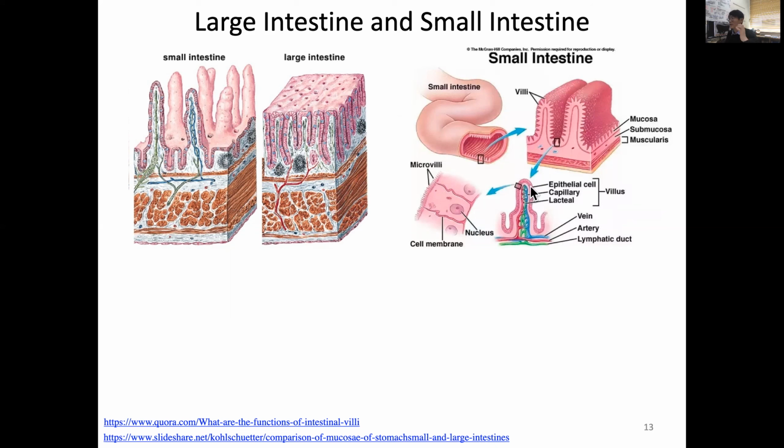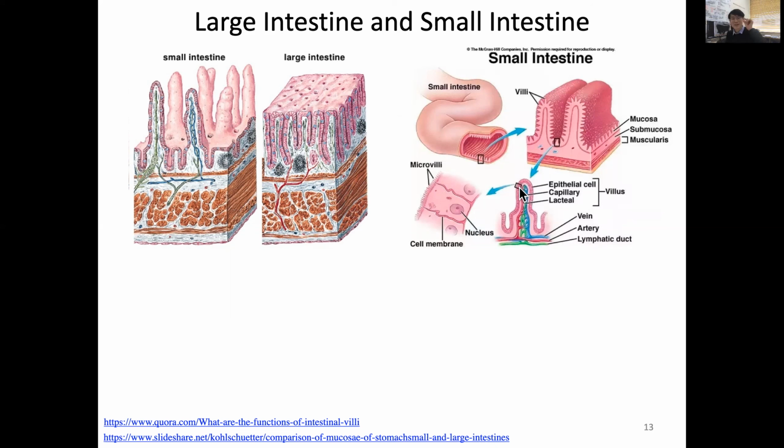Underneath this epithelial layer, there are lots of capillaries and lymphatics, specialized here and called the lacteal in the intestine. And that forms this shape of the villus, okay? And multiple villi, of course, are connected to the vein, artery, and lymphatic duct.